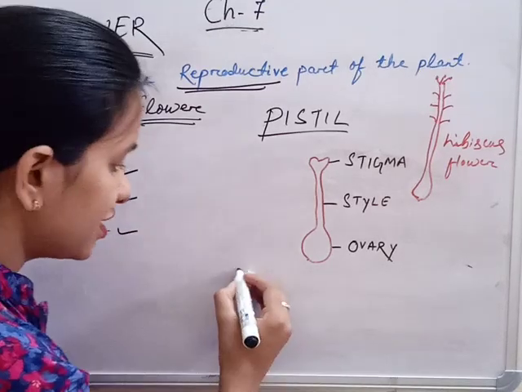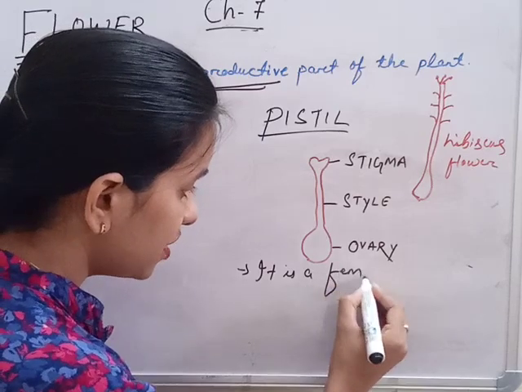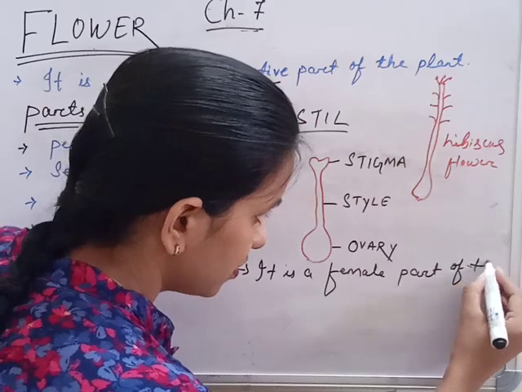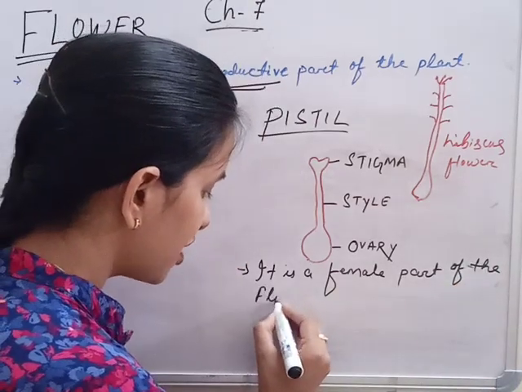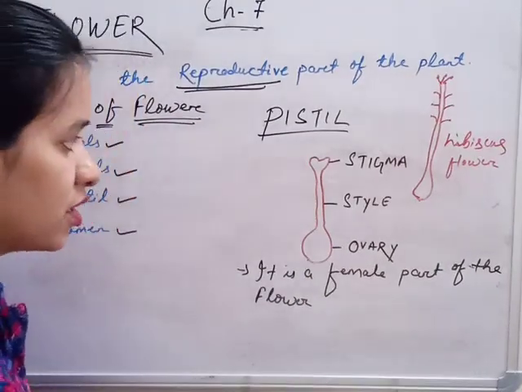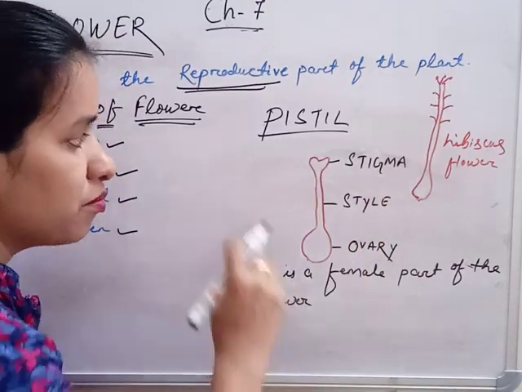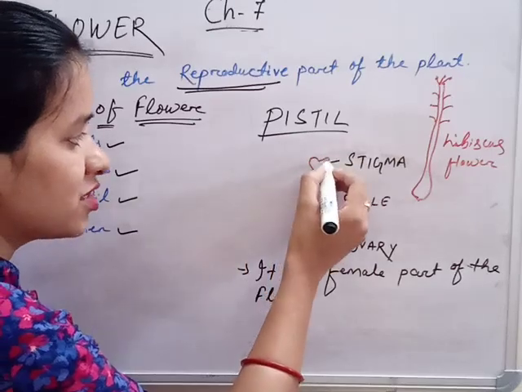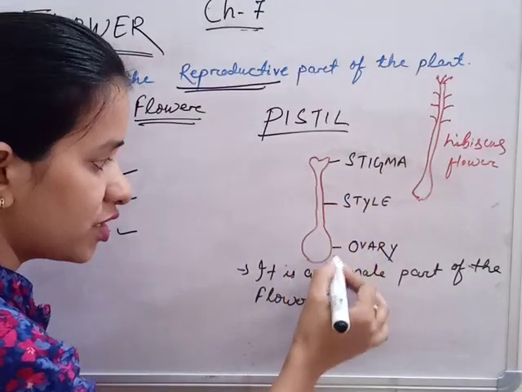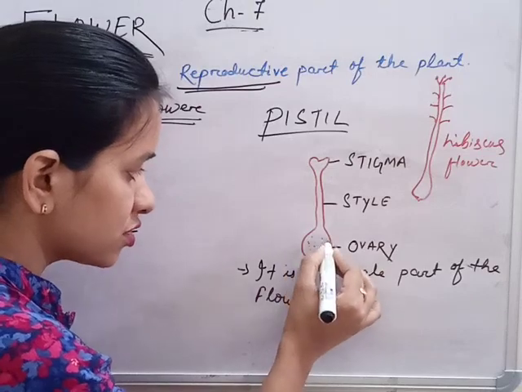It is a female part of the flower. Ovary is mostly the female part, and it has three contents: stigma, style, ovary. The male part comes through the stigma opening and enters, and this tube-like structure, the style, enters the ovary. The ovary contains small granule-like structures that are called ovules.